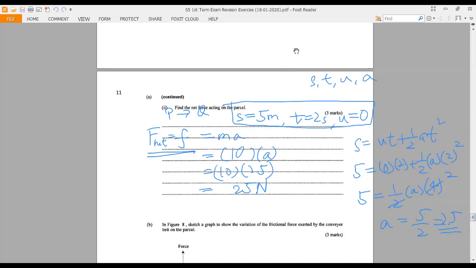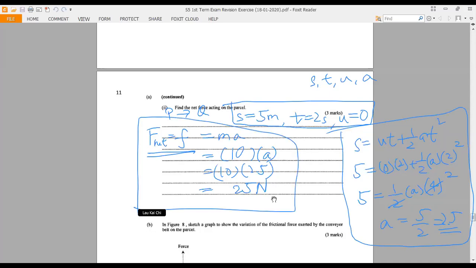Any question? This one okay? So let's go on. There are 2 parts actually. If you find this one first, you get some marks, and after that, you do this. Okay, step by step. Let's go on to the next part.